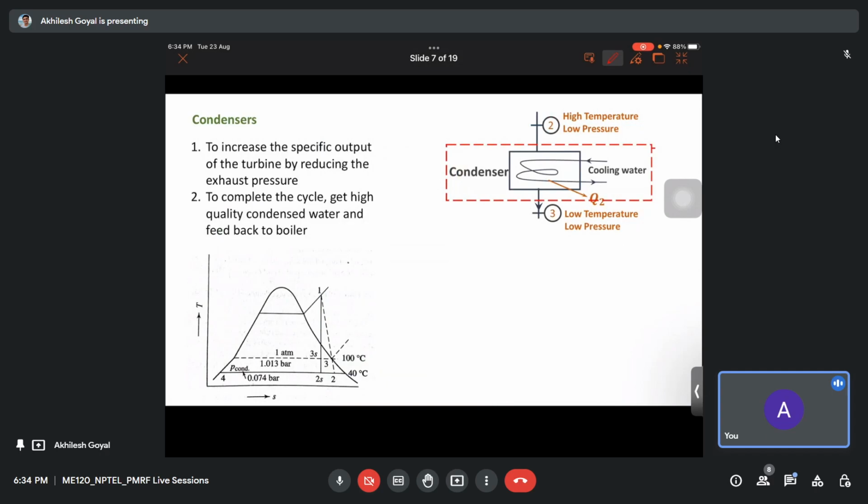And the next part is the condenser. Okay, so till now we talked about the turbine, both types of turbines, and the nozzles, and also the boiler and superheater. Now the third main component, that is the condenser. So in the case of the condenser, one thing that comes to mind is, why do we need a condenser?